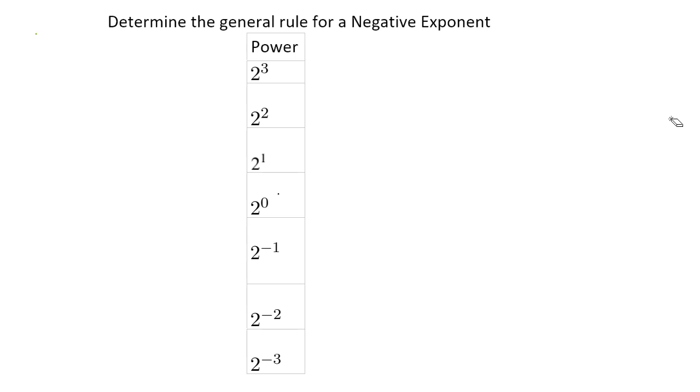Next, we're going to determine the general rule for a negative exponent. So the power will look like this. We will have a base raised to some negative exponent. And once again, we want to define what that is. In order to do that, we're going to take a look at some patterns by looking at the powers of 2. We're going to start with 2 to the 3rd, or 2 cubed, and we're going to go down to 2 to the negative 3.